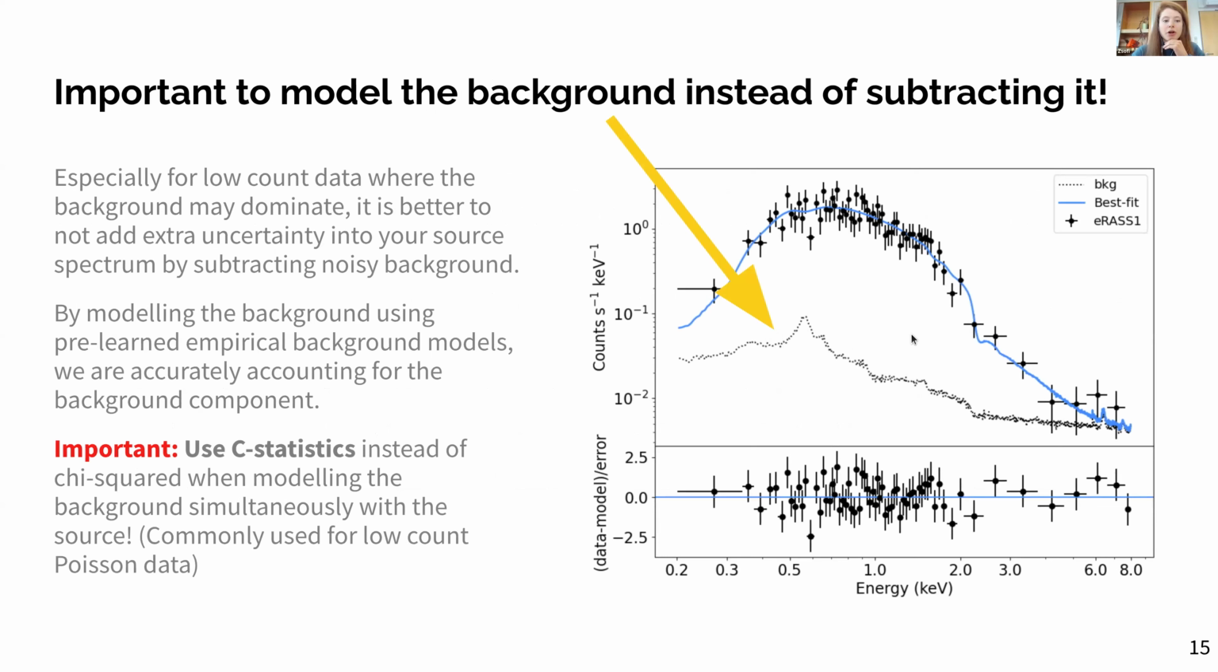So what we do is we use our pre-learned empirical background models to create a very well-trained background model for our observation. And importantly, we use C-statistics instead of chi-squared when modeling the background simultaneously. This is also commonly used for low-count Poisson regime data. Chi-squared is used for Gaussian distributed data.